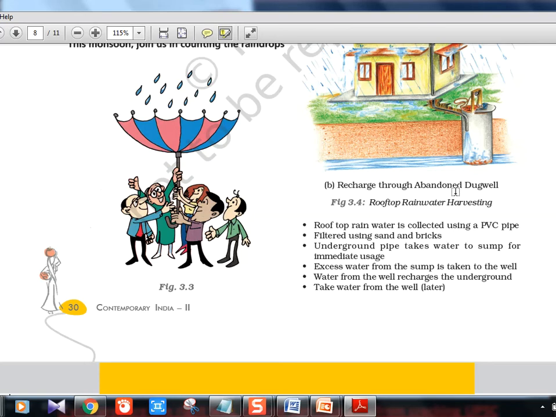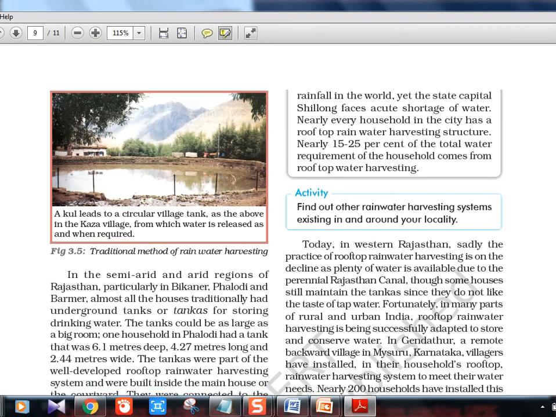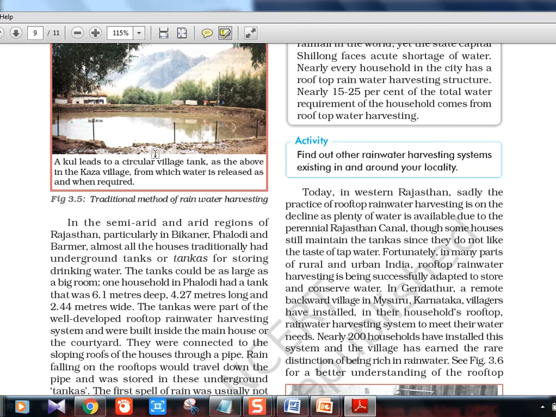So try to make pictures like this if you have a rainwater harvesting question. It has been asked in UPSC Mains, so it's a repetitive topic if it comes. Kul, which we saw in the western Himalayas, leads to a circular village tank, as above in Kaza village, from which water is released as and when required. So like this they make circular lake tanks. This is called the kuls.